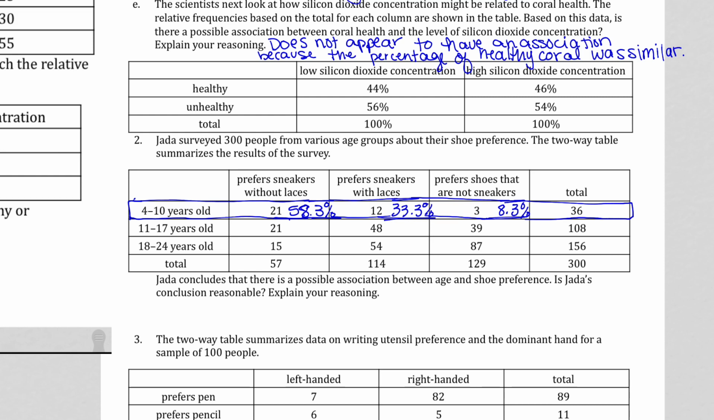Okay, let's use red for this one, the 11 to 17-year-olds. Let's look at the percentages. So we're going to take 21 and divide it by 108. And we get 19.4%. 48 divided by 108 is 44.4%. And then 39 divided by 108 is 36%, 36.1.